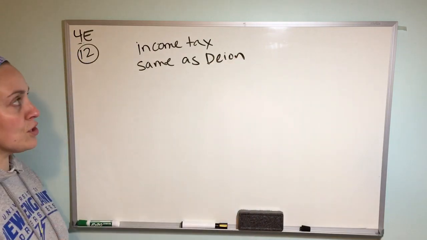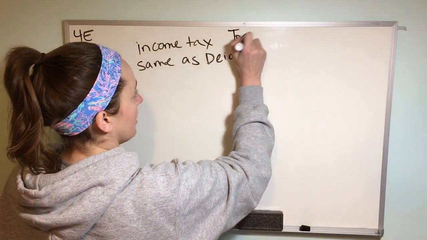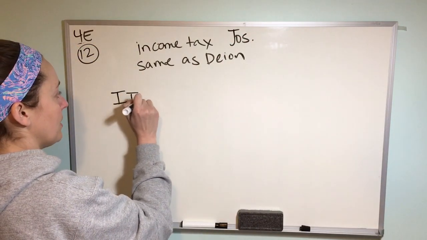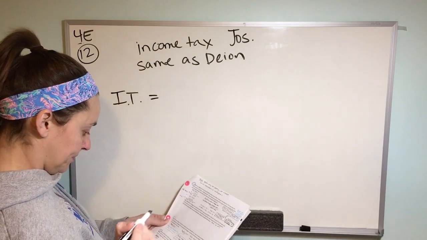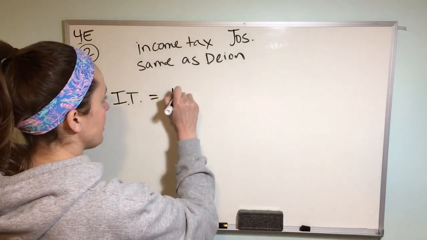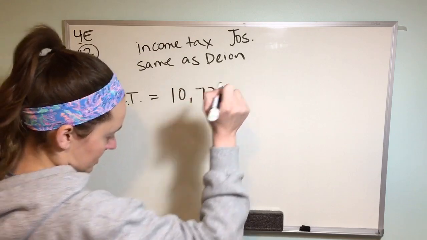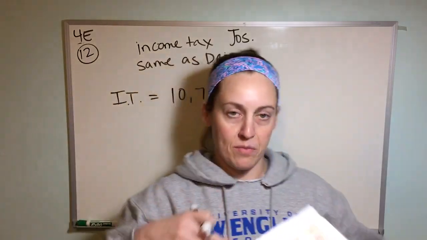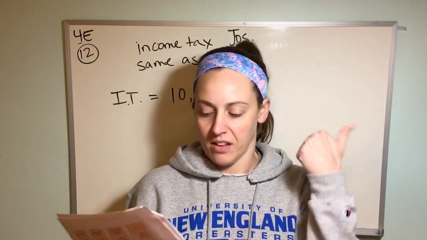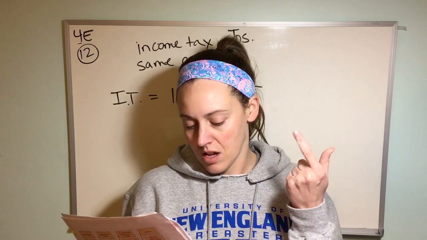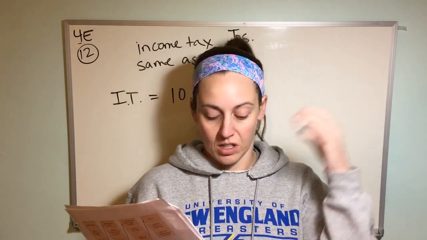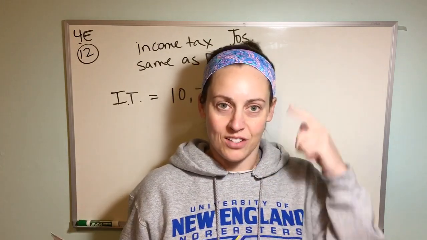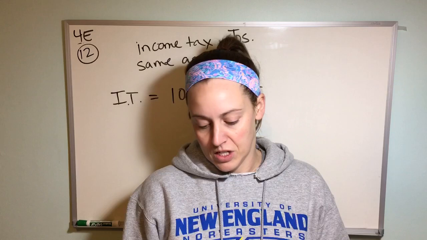So the income tax for Josephina, I'll just call her Jose, will be the same as Dion's. So that income tax bill was equal to $10,738.75. Okay, so that's the same. Doesn't matter how you have the money coming in, she's still going to subtract the standard deduction, subtract the personal exemption. We're still going to calculate it in those three chunks the same exact way. So instead of doing the math twice, let's just recall the number from Dion's.